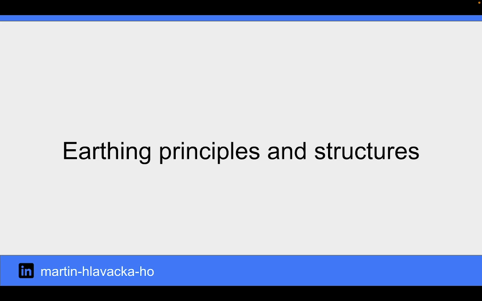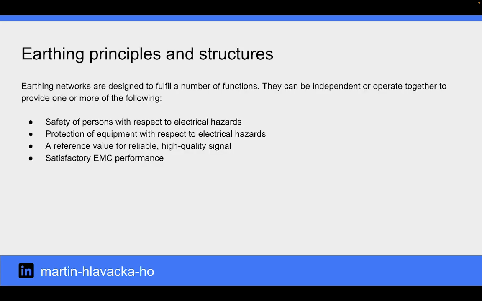Earthing principles and structures. This section deals with the earthing and equipotential bonding of information technology devices and other similar devices requiring interconnections for signaling purposes. Earthing networks are designed to fulfill several functions. They can be independent or operate together to provide one or more of the following: safety of persons concerning electrical hazards, protection of equipment concerning electrical hazards, a reference value for reliable, high-quality signals, and satisfactory EMC performance.